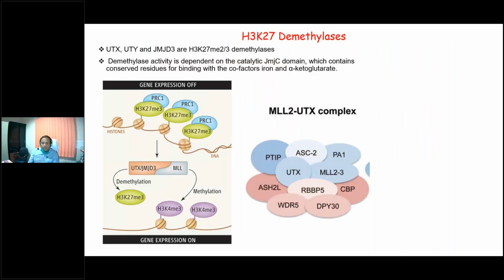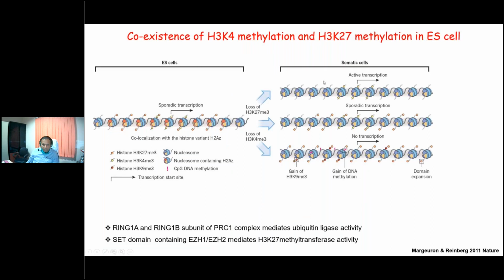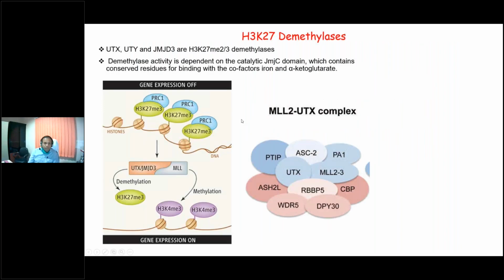So like I said in the earlier slide, the loss of the H3K27 dimethylase. So how will H3K27 trimethyl be removed? This is removed through different demethylases, called UTX, UTY, and JMJD3. Basically, they are JmjC domain containing enzymes, and they remove the H3K27 methylation.